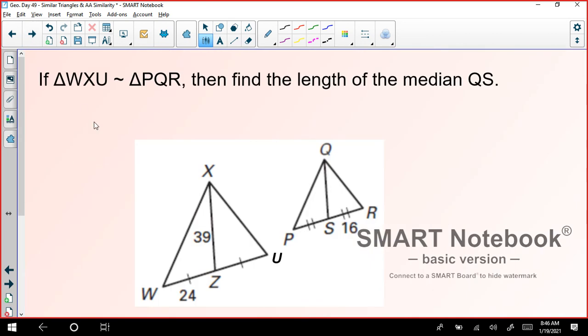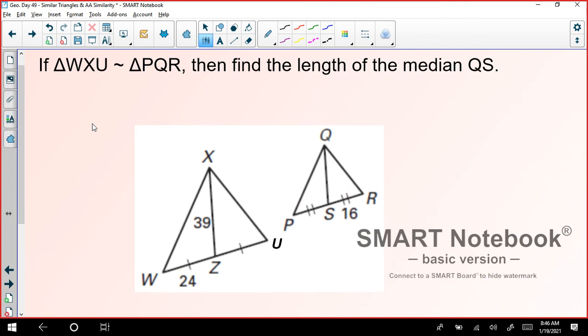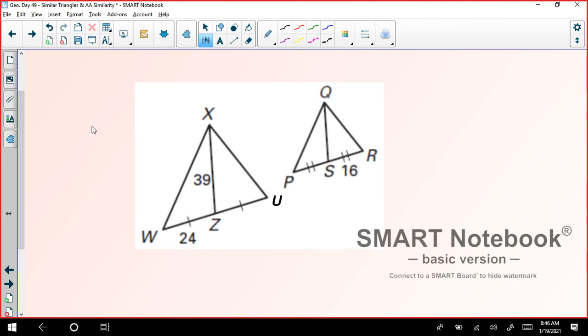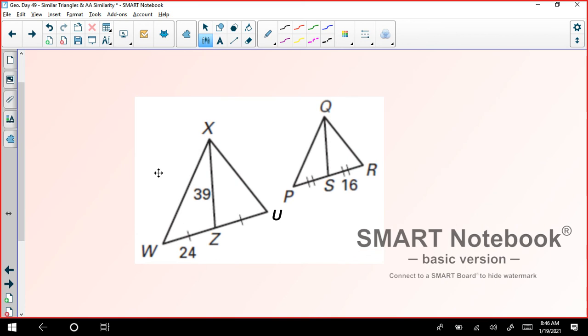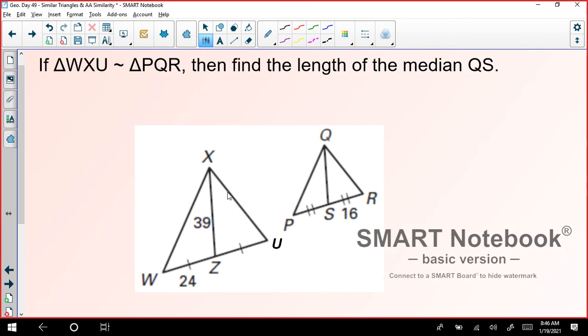If triangle WXU is similar to triangle PQR, then find the length of the median QS. Okay, I'll help you with this one, and then we will go to the next part of the lesson. So we have the triangles are similar. Triangle WXU is similar to triangle PQR.